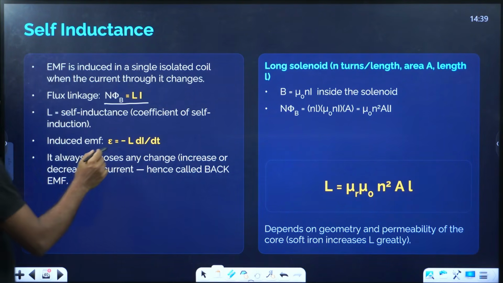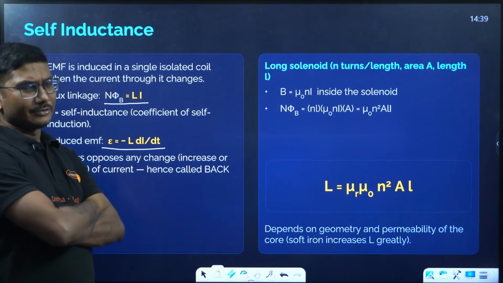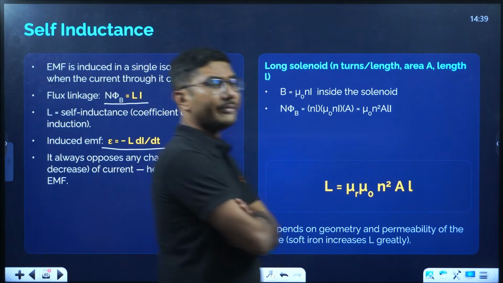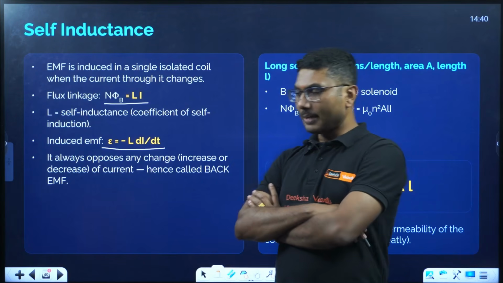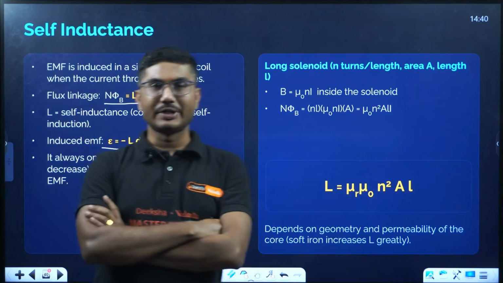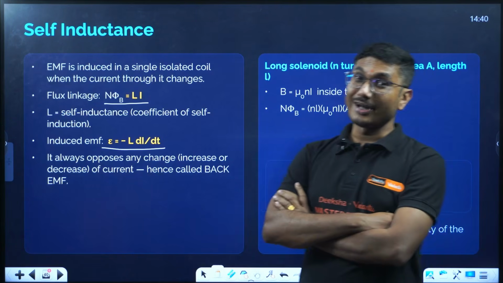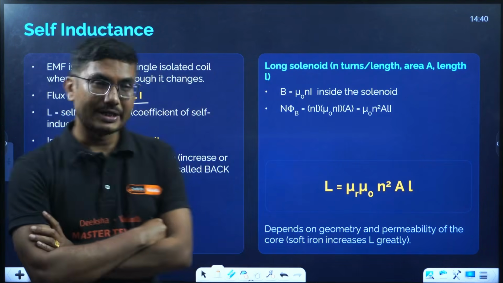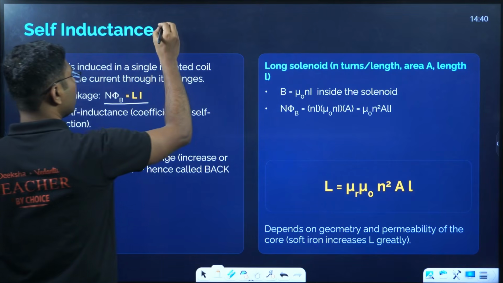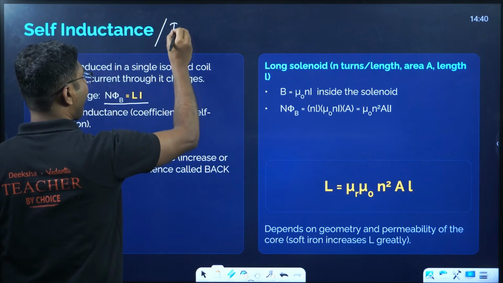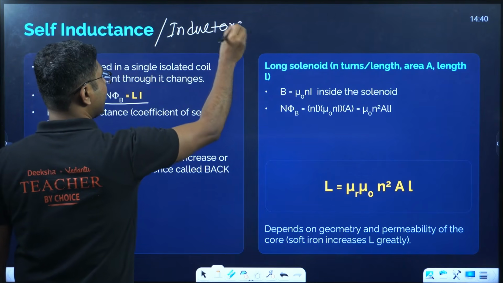Now the induced EMF's value is given by L di/dt. So if di/dt is 0, you will not get any induced EMF. For example, if you are using a DC circuit with an inductor, this kind of configuration is called a self-inductor, or inductor. It is the same as capacitors.